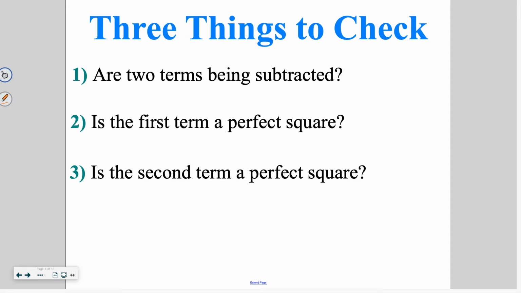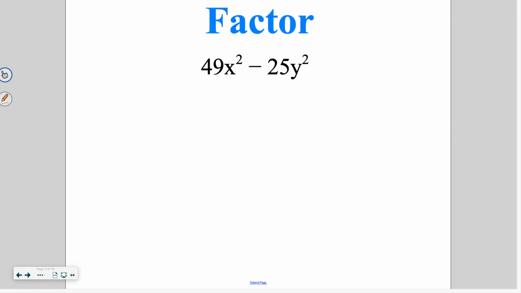So when you are doing a difference of squares case, the first thing you need to check is, are there two things being subtracted? If it's addition or if it's more than two things, this is not going to work. The next thing you need to check is, is the first part a perfect square? Both the number and the variable would have to be a perfect square. And is the second part a perfect square? Again, both the number and the variable would have to be a perfect square.